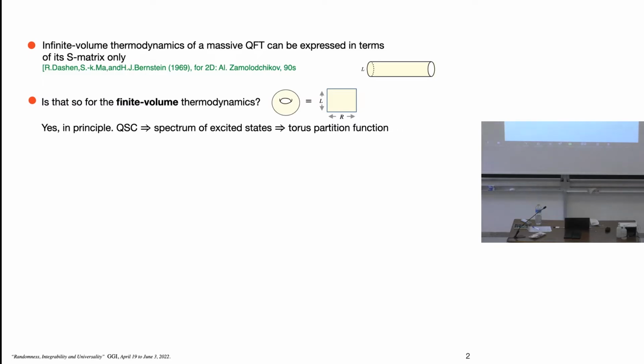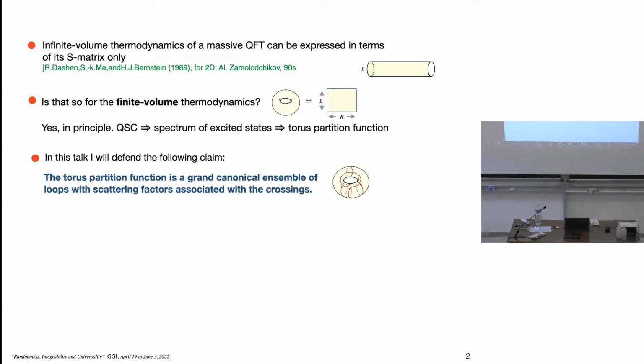After summing over all excited states, you will have the torus partition function. But for the moment, nothing is known about that. Only the torus partition functions of conformal field theories were computed, because of the huge symmetry, and also in a couple of generalized free theories, such as the free Gaussian, free massive boson or fermion, and also the Ising field theory.